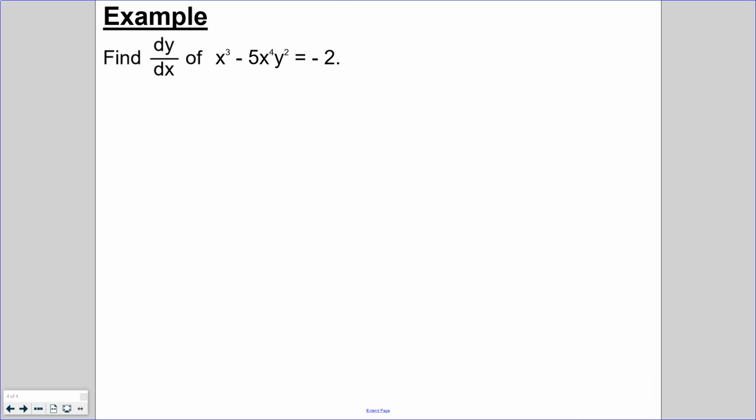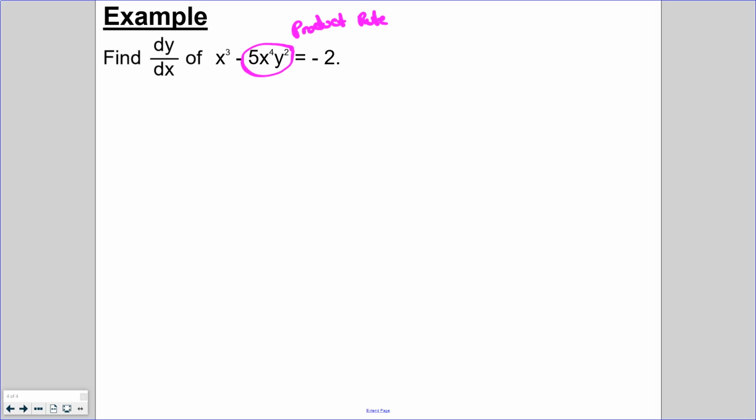Alright, and we have one final example. We're going to find the derivative of x cubed minus 5x to the fourth y squared equals negative 2. So, similar to before, we do see that we're going to have to use the product rule inside of implicit differentiation. But as we demonstrated in the past two examples, it's not that difficult, as long as we take our time and don't make the stupid copying mistakes that some teacher made on the previous slide. I wonder who that could have been.